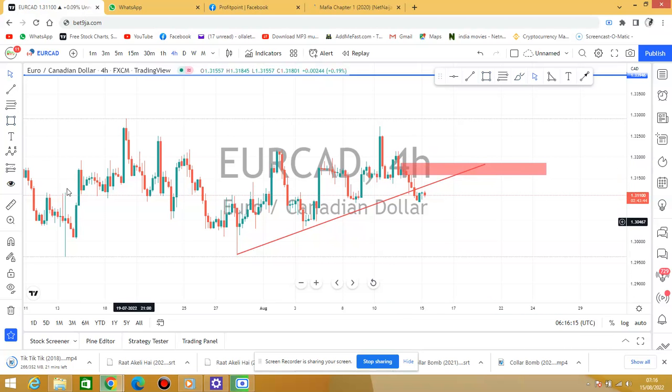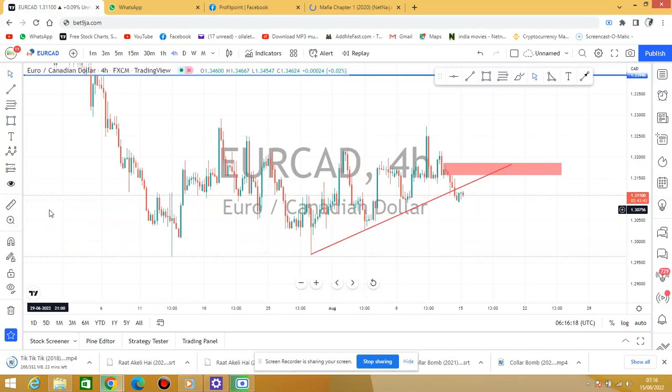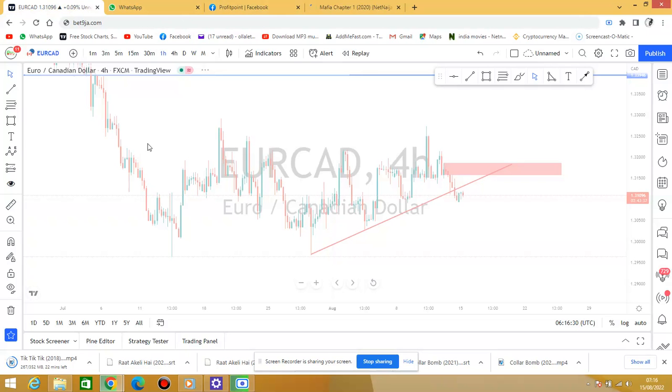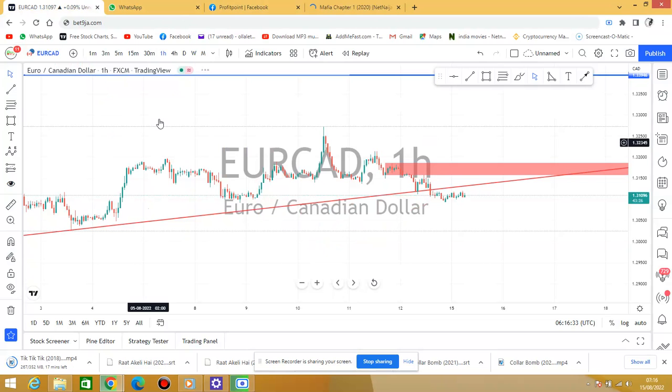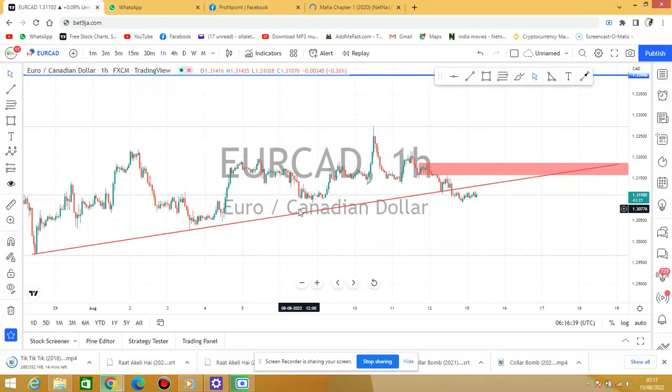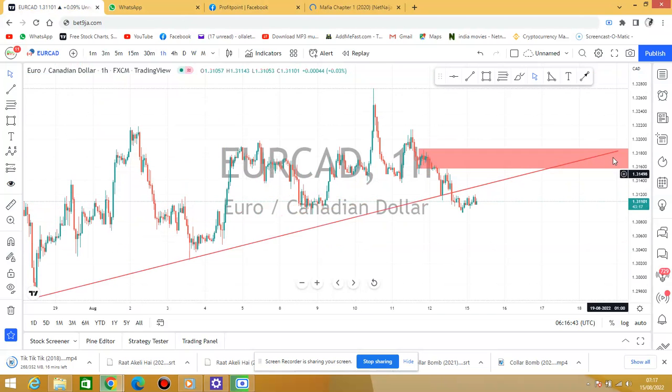Any other information? Let me check history. I see another information on the hours. Yeah, look at 4 hours. This is accumulation of price. Look at it. It started ranging around here now on 1 hour.